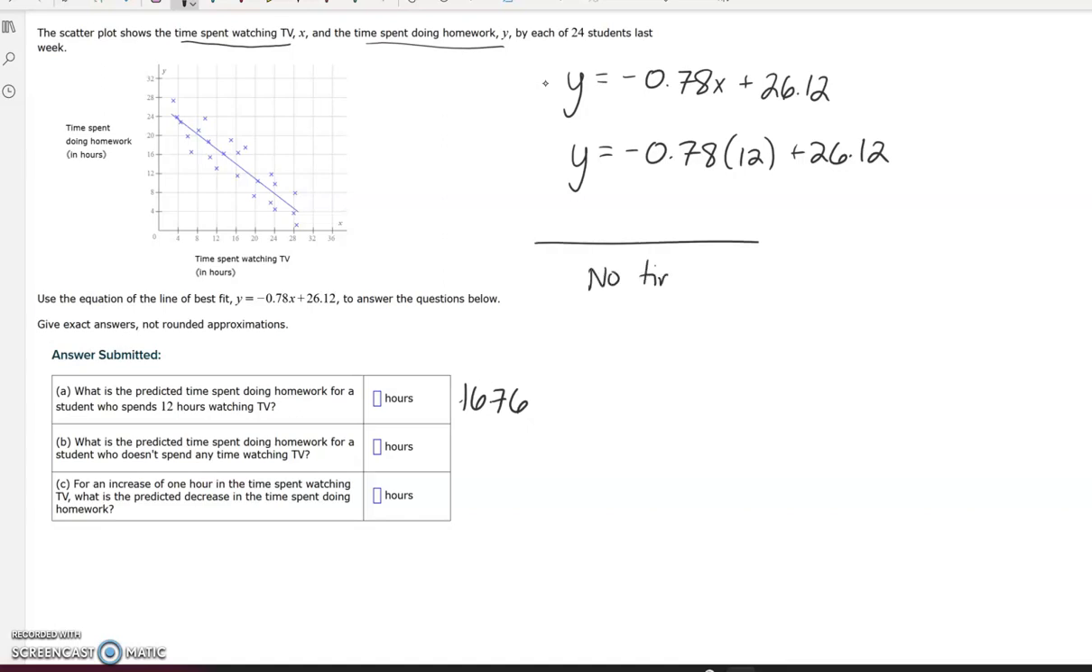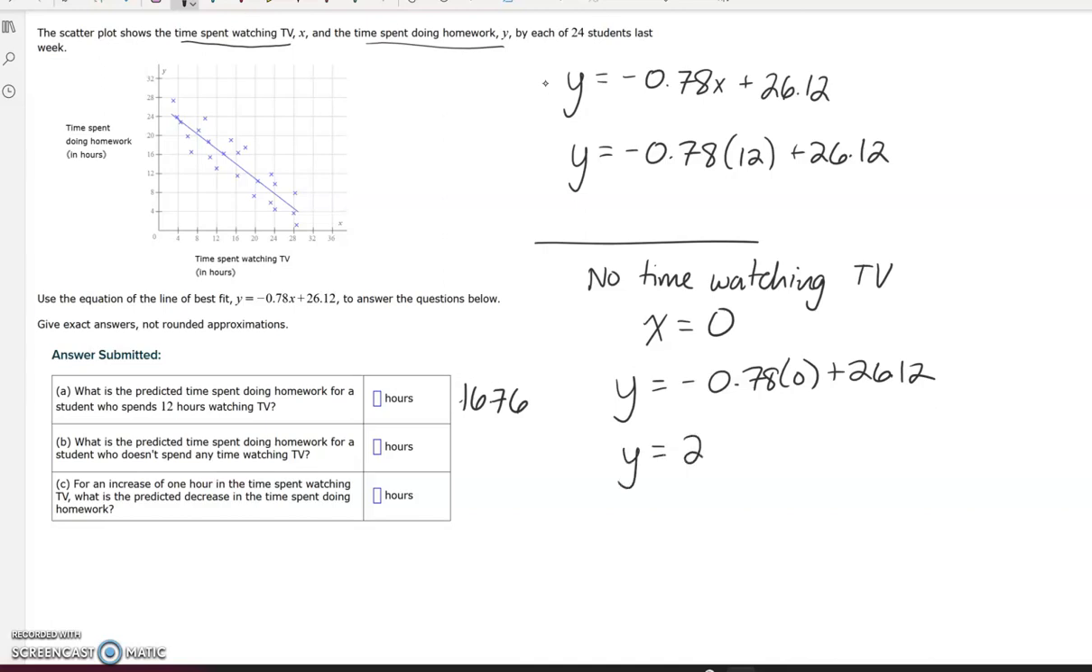No time watching TV. What does that mean for us? That means X is 0. What happens when X is 0? Negative 0.78 times 0 is 0. 0 plus 26.12 is 26.12.